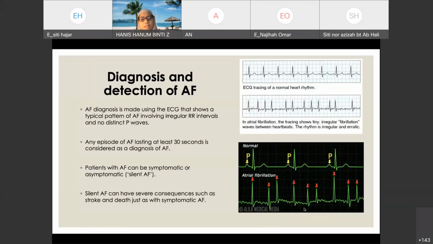Patients with AF can be symptomatic. They can tell us that they have symptoms of AF, or they can be asymptomatic, which we call silent AF. Most of the time, 60% of the patients will be in the silent AF category. They don't notice that they have AF. And silent AF can have severe consequences such as stroke and death, just as with symptomatic AF.